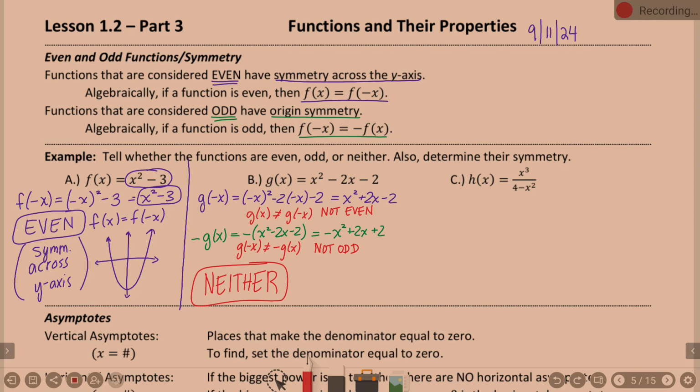Now, could you have possibly known that by looking at the graph? Possibly. No. I'd have to draw a big graph.